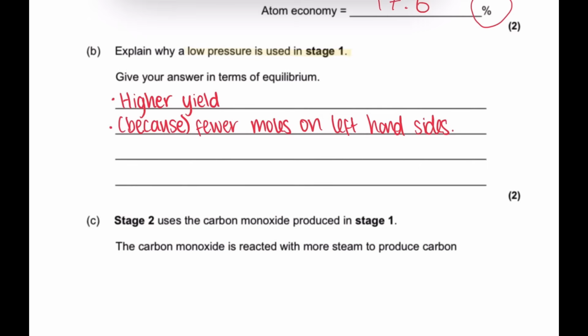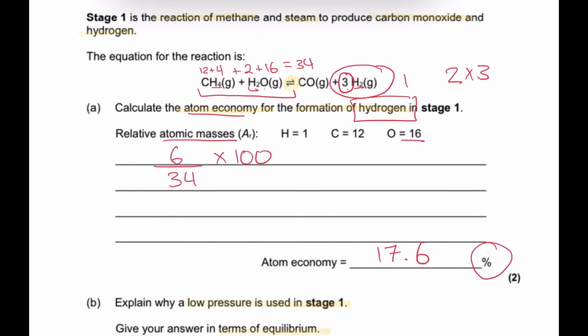B. Explain why a low pressure is used in stage 1 and give your answers in terms of equilibrium. So over here we can see that this is an equilibrium. This just means that it is a dynamic equilibrium, so it is a reversible reaction, this sign over here. The first thing we do is calculate how many moles there are on each side of the equation. This is just by calculating the big number that comes before each of our compounds. So over here we don't have anything, so that's actually just an invisible 1. So this is 2. Here we have 1 again since there's nothing, but here we have 3. So over here it's actually 4.